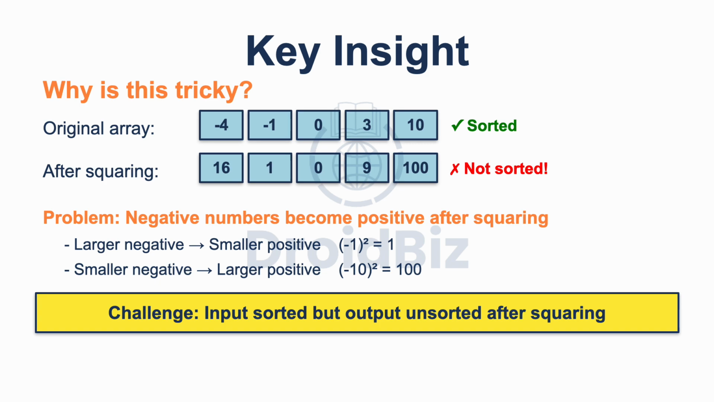Why is this problem tricky? Let's look at the original array, -4, -1, 0, 3, and 10. This array is sorted. After squaring, we get 16, 1, 0, 9, and 100. But now this array is not sorted anymore. The problem happens because negative numbers become positive after squaring. A larger negative number, like -1 squared, gives a smaller positive value of 1. But a smaller negative number, like -10 squared, gives a larger positive value of 100. This is the challenge. The input is sorted, but the output becomes unsorted after squaring.